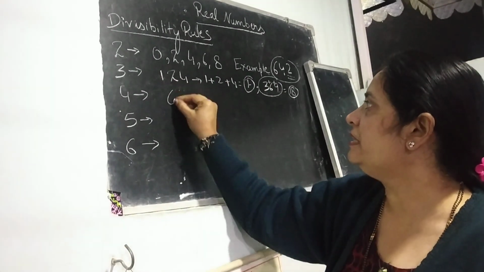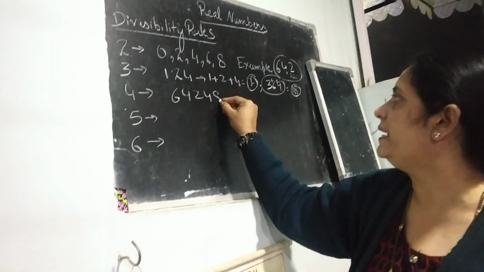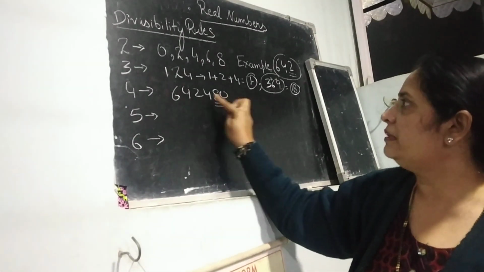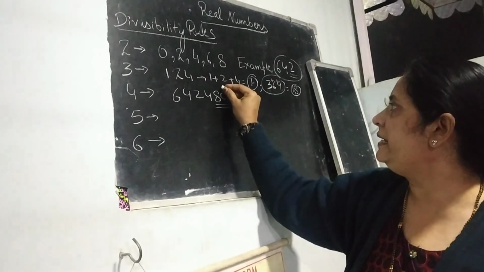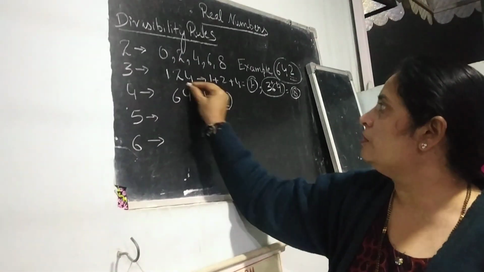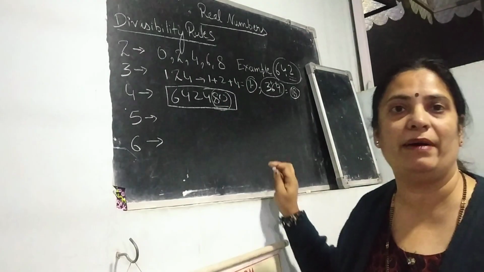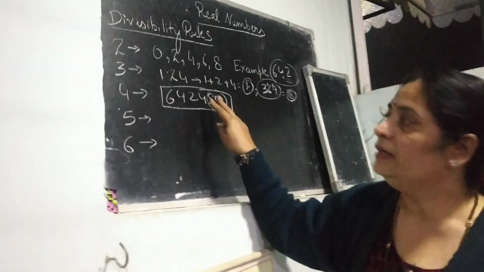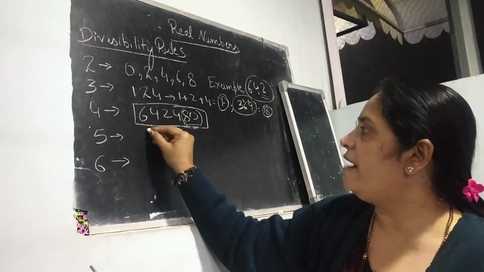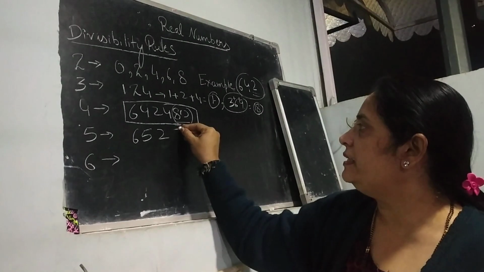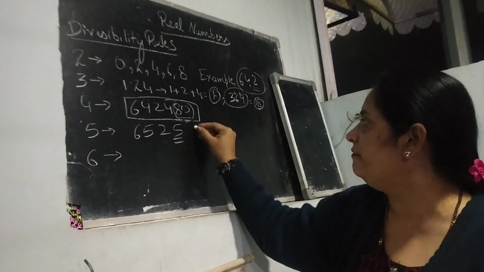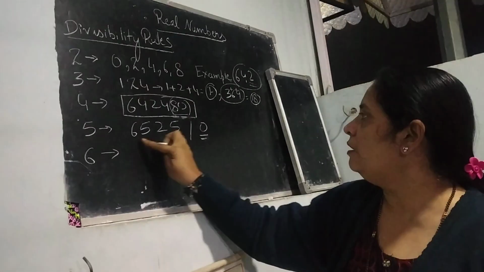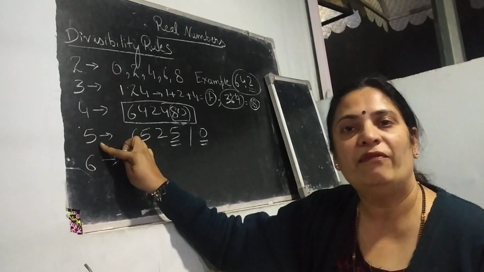For 4, if there is a number like 64248 0, just check out the last two digits. If the last two digits are divisible by 4, this 80 is divisible by 4, so this whole number is divisible by 4. Similarly, for 5, you have to just check the last digit, if it is either 5 or 0, then the whole number will be divisible by 5.